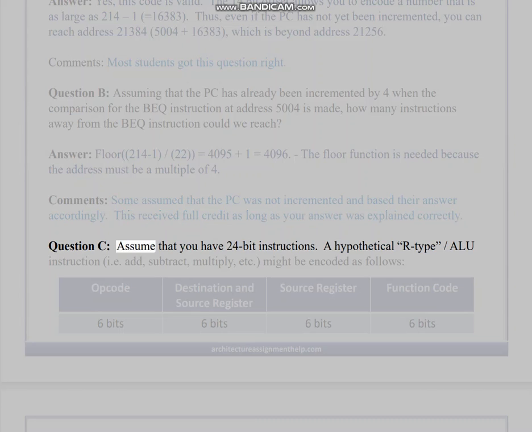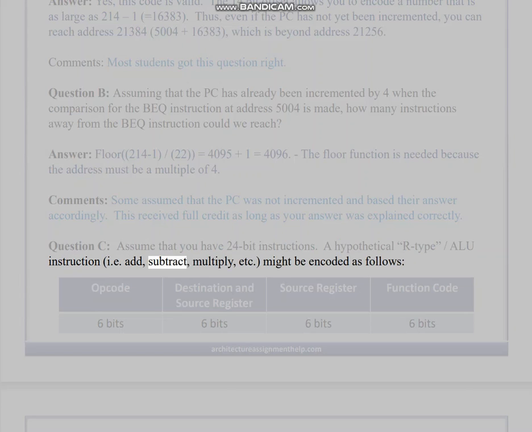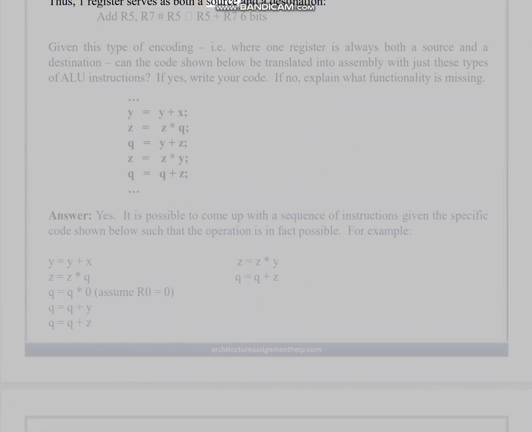Question C. Assume that you have 24-bit instructions. A hypothetical R-type/ALU instruction, i.e. add, subtract, multiply, etc., might be encoded as follows: opcode, destination and source register, source register, function code, 6 bits each. Thus, one register serves as both a source and a destination, e.g. add R5, R7 means R5 = R5 + R7.